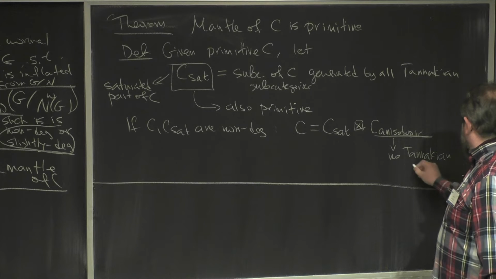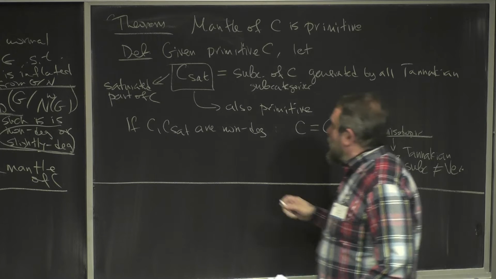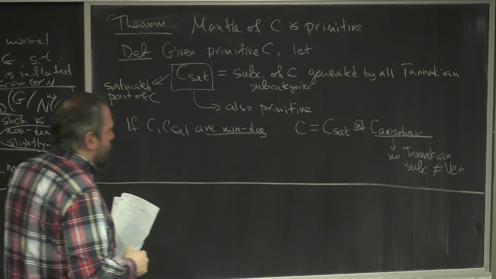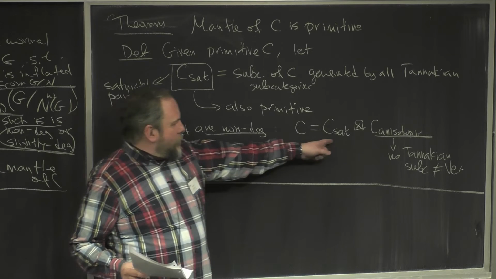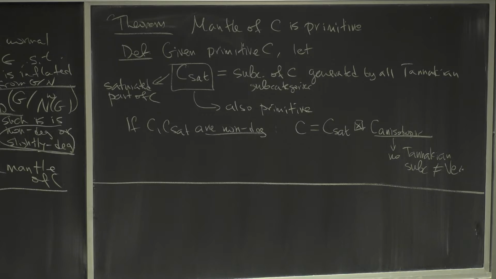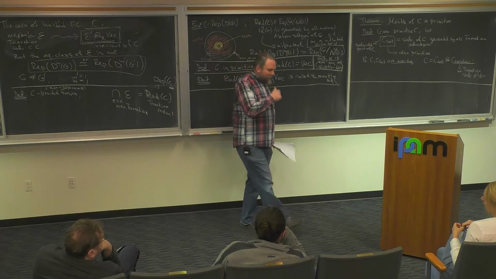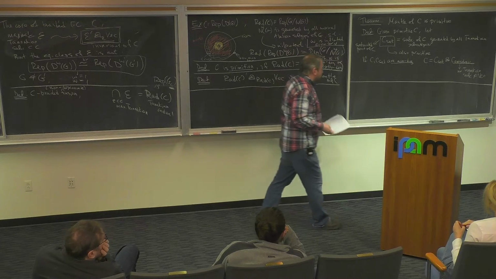No Tannakian subcategories other than VEC. Well, they don't have to be both non-degenerate, but for instance, they can both be slightly degenerate, or one of them slightly degenerate, another non-degenerate. In these cases, there is also a version of decomposition, but you will tensor not just as a Deligne tensor product, but as a product over a SVEC or things like this. So I don't want to burden you with technicalities, but there is a way to decompose it like this.